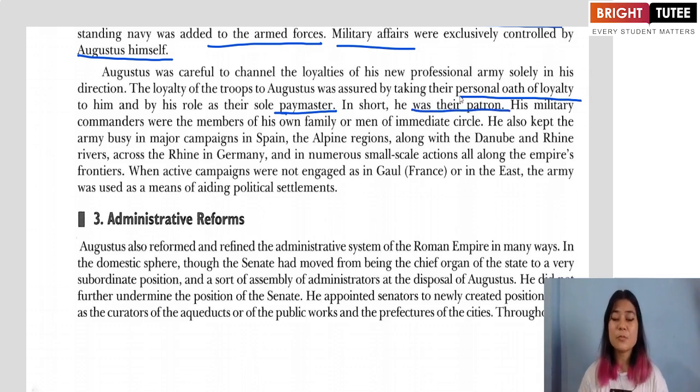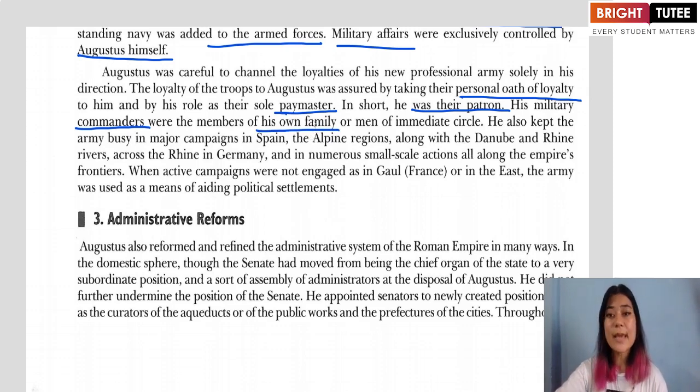So what it means was he paid the soldiers, he made sure that they remained with him because he paid them. So he was a patron of this military service people. Now the military commanders in his military force came from the aristocrats, came from his own family. So that way he had strong and loyal military commanders.